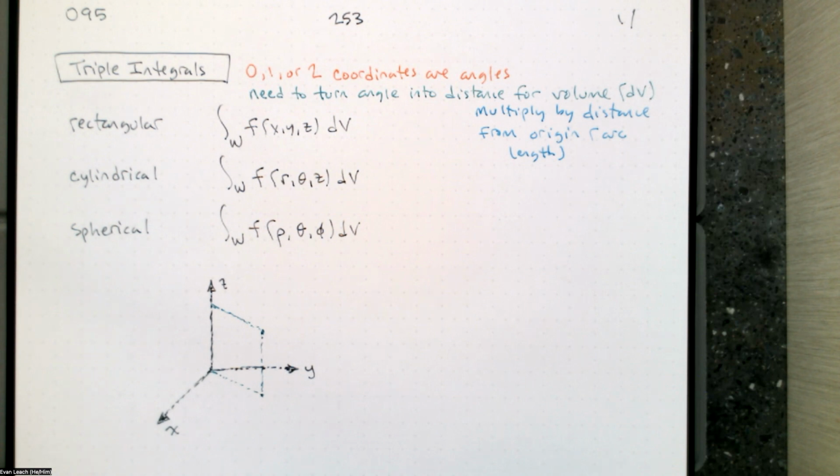For rectangular coordinates, no problem. X, y, and z are all distances, so dx, dy, and dz makes a volume. Nothing to worry about here. This is the one that we're most familiar with.